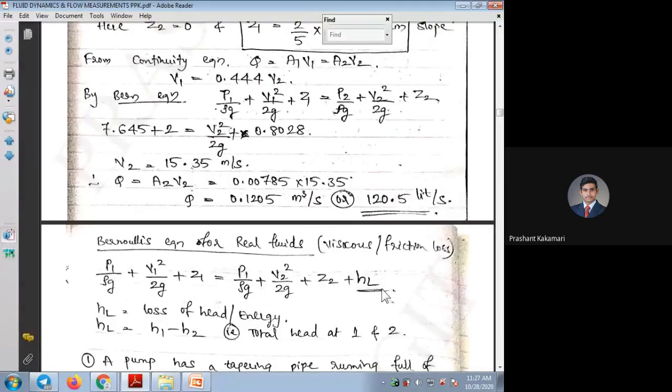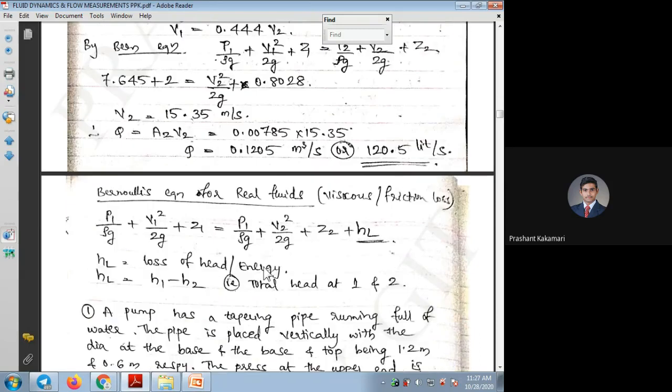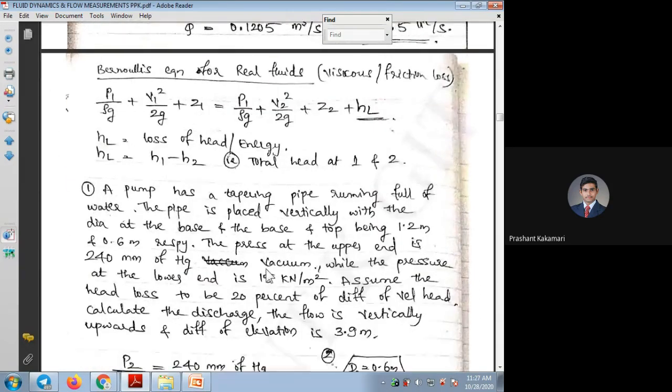Okay, on the other side, the effective head you can write as H1 minus H2, where H1 is the left hand side equation and H2 is the right hand side equation, only up to Z2. To consider this, we'll take one problem.